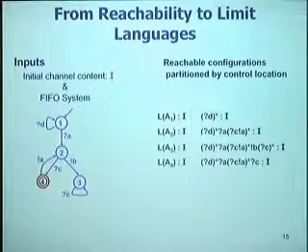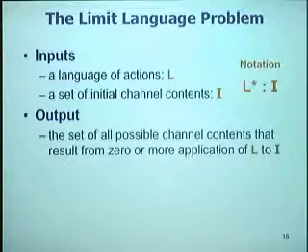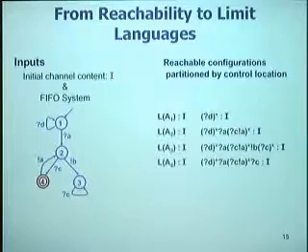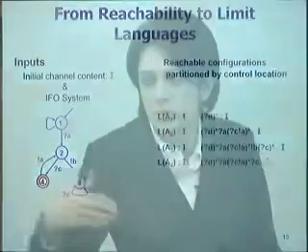Computing this, that means the result of read of D star applied to I, is relatively easy. However, computing the result of repeated application of a language of actions to an initial channel configuration is not easy. And I'll show this. So in order to do that, first we define this new problem, to which we reduce the reachability problem. We call it the limit language problem.